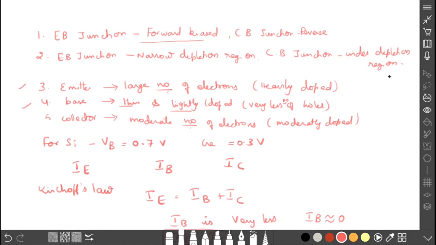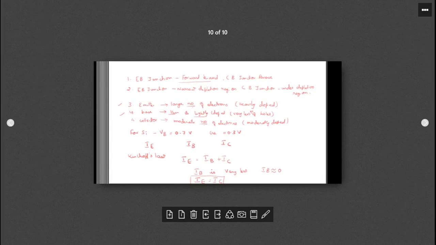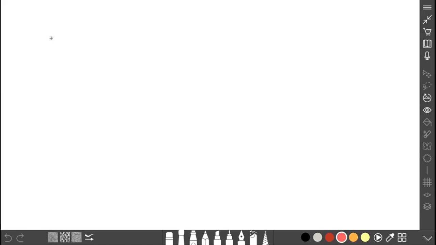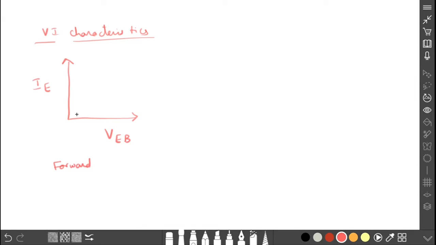Moreover, we can discuss the VI characteristics. There are two biasings, so we will get two graphs. The first graph is voltage VEB, the voltage applied across emitter and base, the first junction, against the emitter current IE. This is like a normal input diode with forward biasing. The first junction is forward biased, so we get the graph as usual. Once it crosses the threshold voltage, the current increases rapidly.